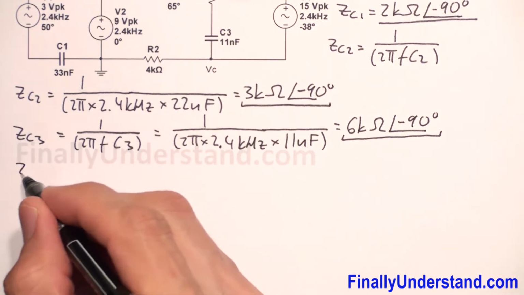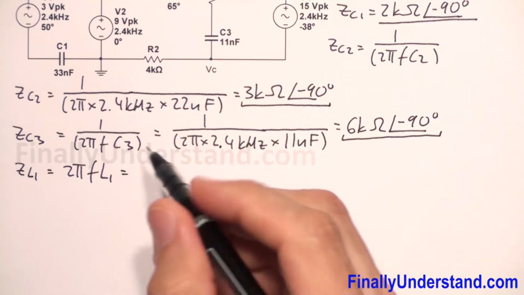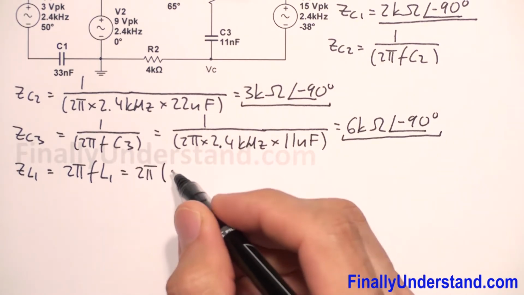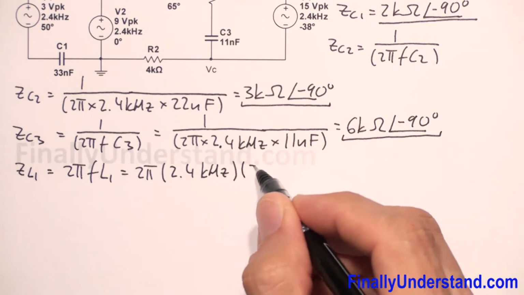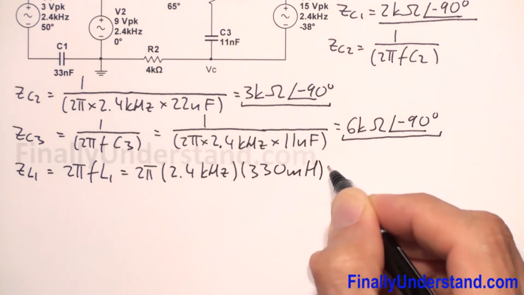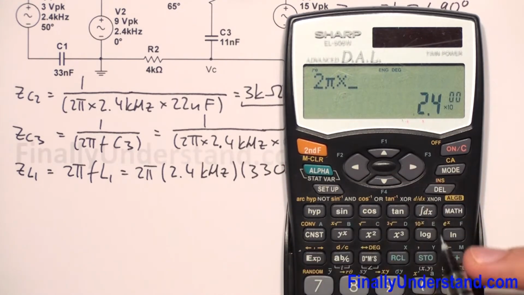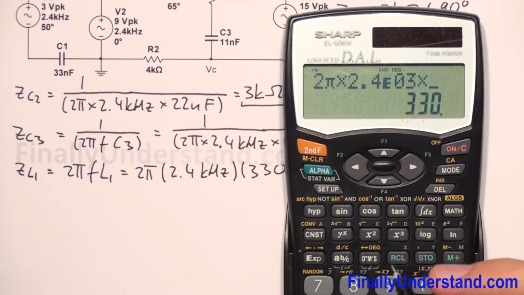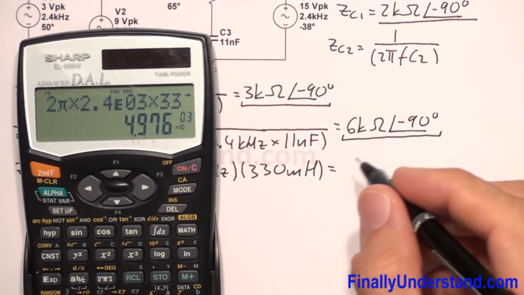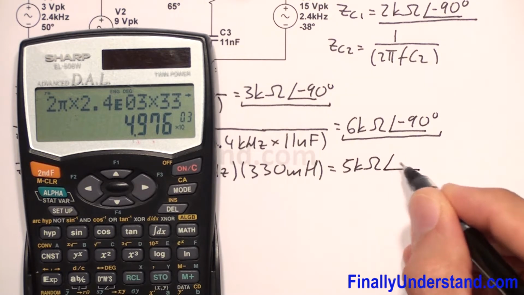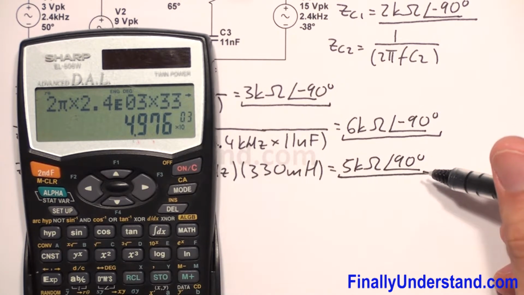Next, we're supposed to find the impedance of inductor L1. ZL1 is equal 2 pi F L1. So I have 2 pi times the frequency. Okay, we have 2.4 kilohertz times the L1, which is equal 330 millihenries. Okay, so this is equal 2 pi times 2.4 exponent 3 times 330, okay, exponent 3 negative, close parenthesis. This is equal, we can say, 5 kiloohms. 5 kiloohms and angle of 90 degrees, because the impedance of the inductor we always write with the angle of 90 degrees.